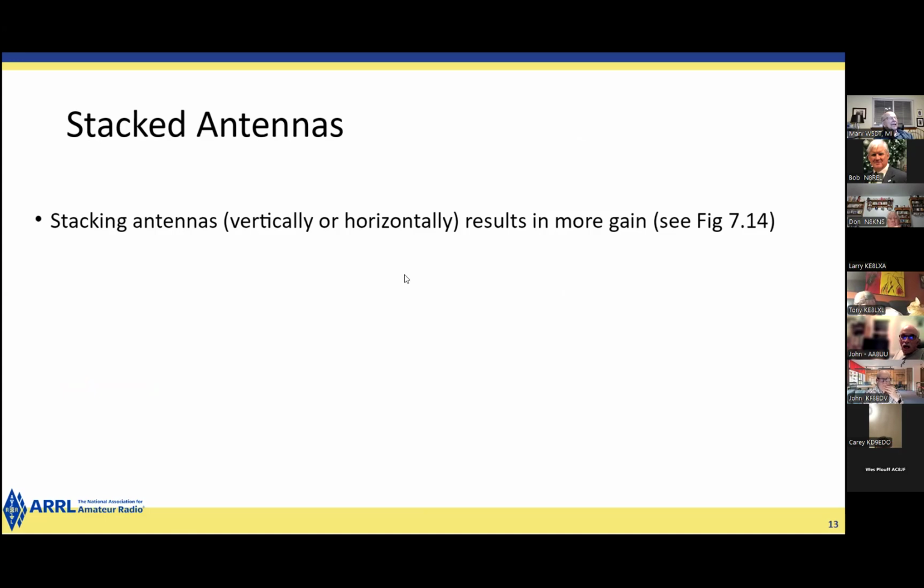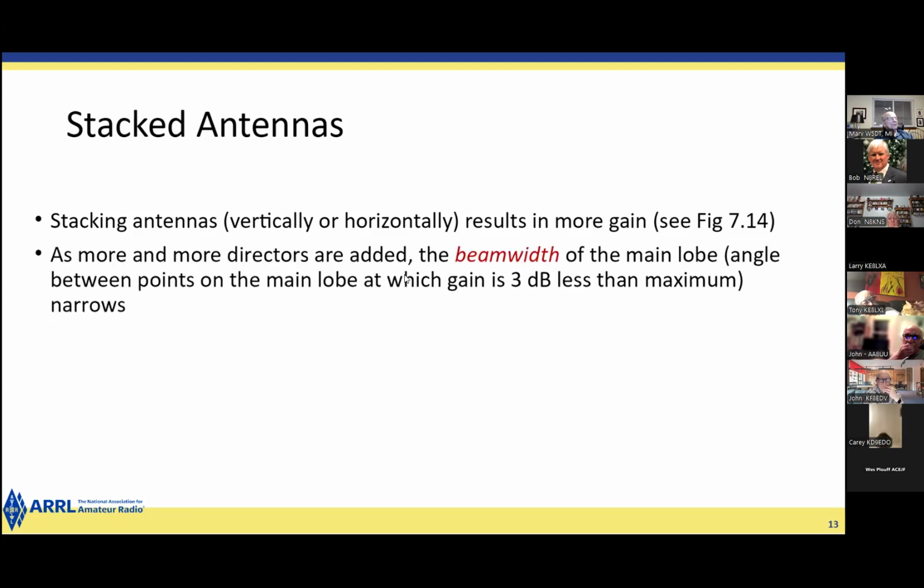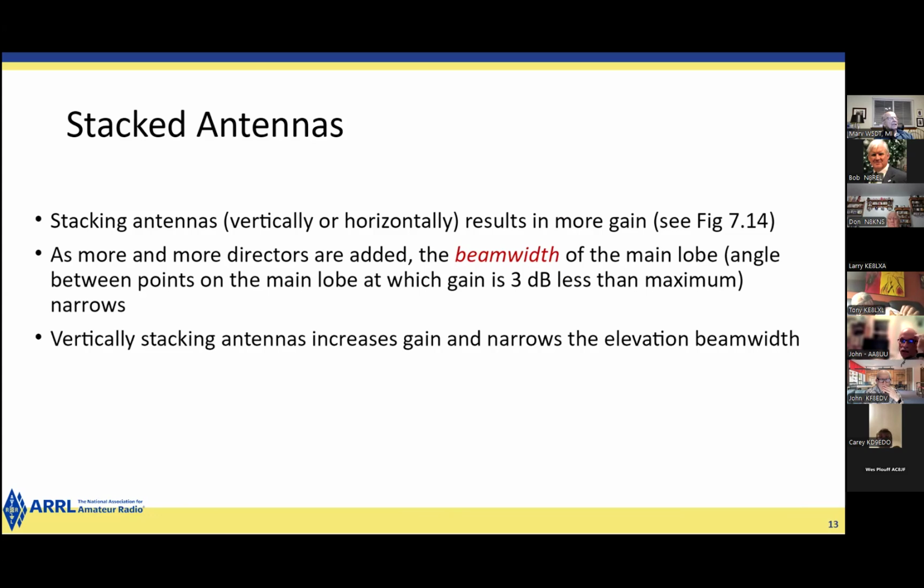Now, stacking antennas results in more gain. As more and more directors are added, the beam width of the main lobe, between points on the main lobe at which gain is 3 dB or less than the maximum, narrows. Vertical stacked antennas increase gain and narrow the elevation beam width.